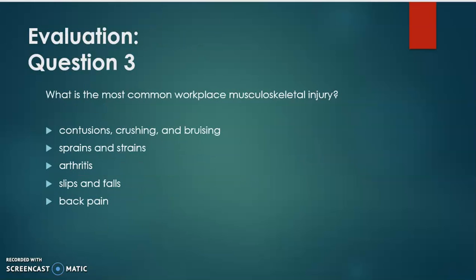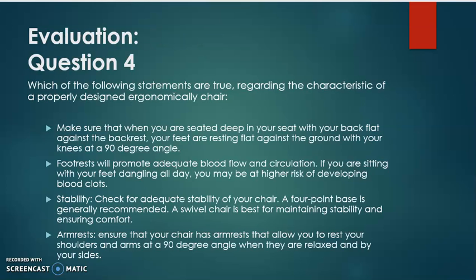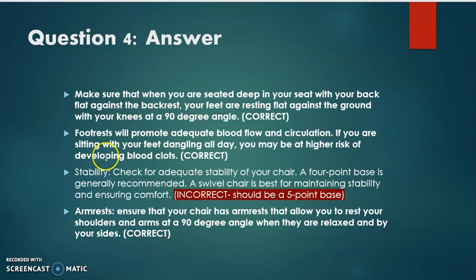Question 3, what is the most common workplace musculoskeletal injury? And of course it's sprains and strains. Question 4, select the following statements that are true regarding the characteristics of a properly designed chair. Here's the answer. Everything is correct except for stability, as it should be a 5-point base, a swivel chair as well.